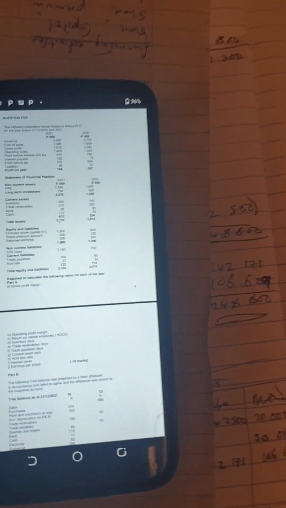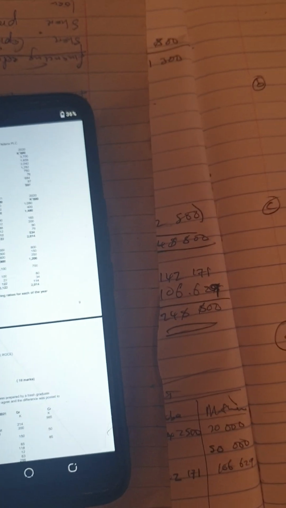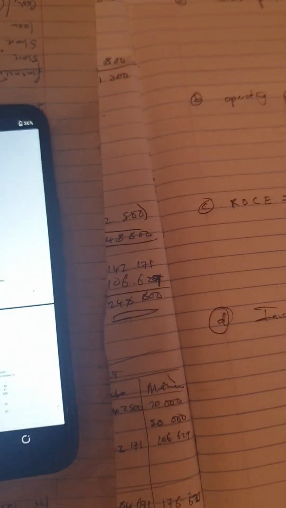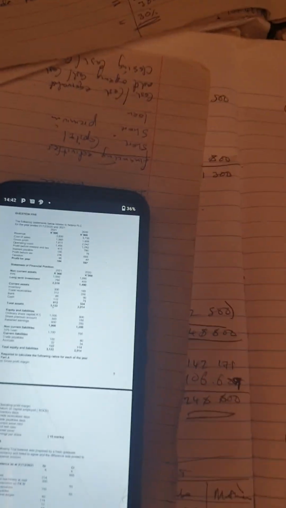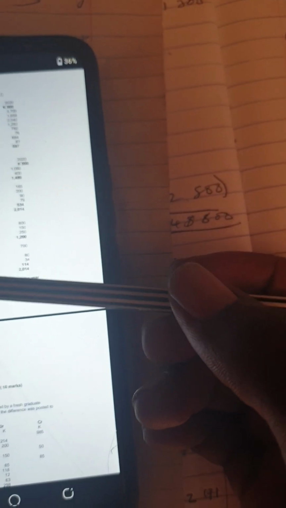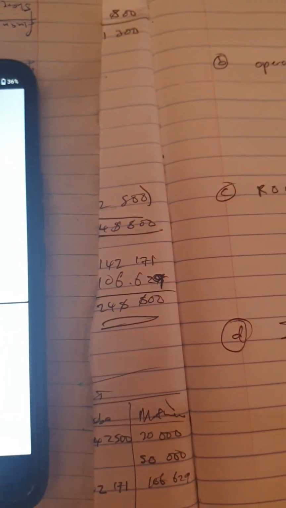In our case, we don't have information for the opening stock, so we're going to use our closing stock. Since it is just one figure, we will no longer divide by 2. If I had the opening stock, we would add the opening plus the closing, then divide by 2. So we have 300 divided by cost of sales. Our cost of sales figure is 1985, so divide by 1985 times the total number of days, which is 365.